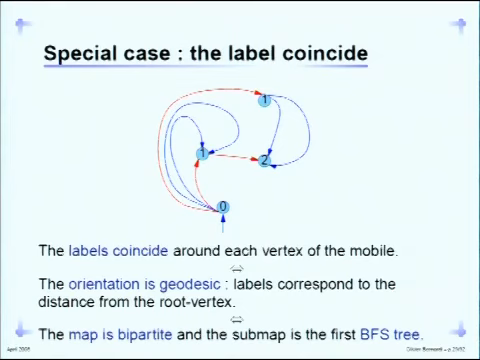Okay, and if I want to go really to the tree, I can say what it is, but it's not very important. So in this case, the tree will be the first BFS tree of the map, which happens to be bipartite. This is easily seen to be bipartite because each edge goes from a label with odd to even labels.